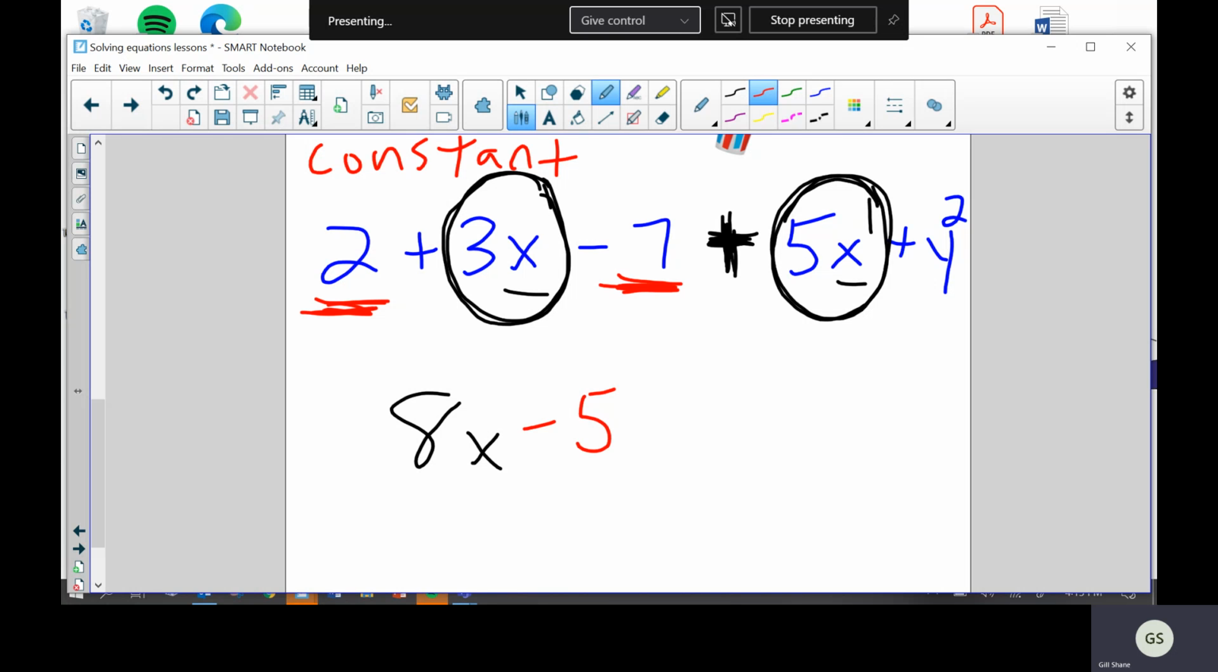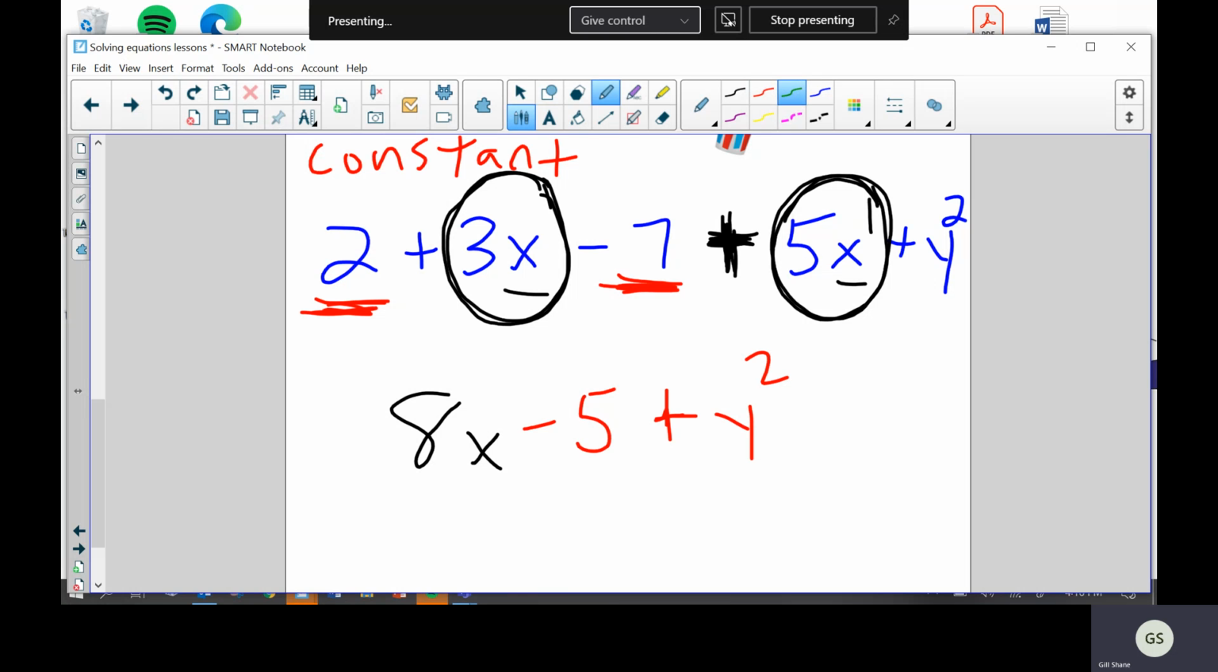That didn't go away. So I have to just come in here now and say, okay, I couldn't do anything with the y squared. That's just going to be plus y squared. Still have to bring it down, can't forget about it, but there's no other like term to combine with that. So we just simplified an expression.